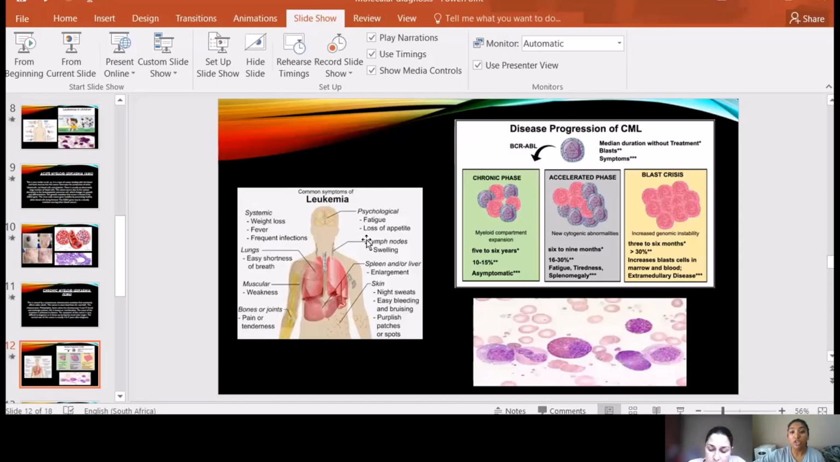With chronic myeloid leukemia, as you can see here, in the chronic phase, you only have 5 to 6 years of survival. And as it grows, it gives you a lesser chance of survival throughout the years. From years, it leads to months, and from months, it leads to days because of its accelerated growth in the body. Excuse me.